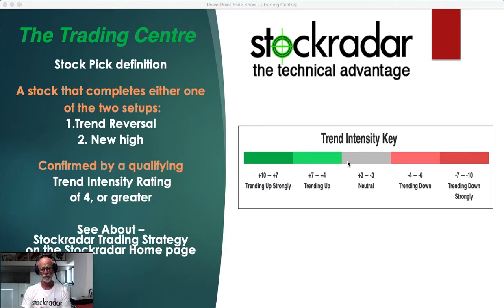So anything below here, grey to red, will not be qualifying. Those aren't stock picks. Up here, in green, will all be stock picks. If you want to read more about my strategy and how it works with my setups and my trend intensity, go to the About section of Stockradar, go to the Stockradar trading strategy, and that will tell you exactly how that works. So that's the trend intensity key.